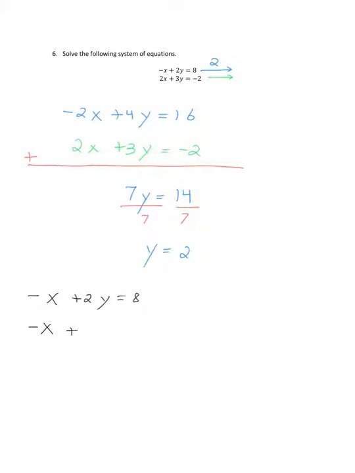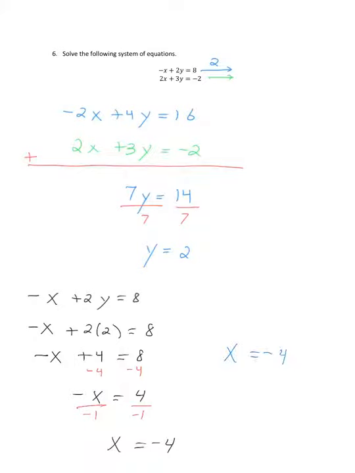Negative x plus 2 times 2 is equal to 8. So negative x plus 4 is equal to 8. If I subtract 4 from both sides, I get that negative x is equal to positive 4. But if I divide both sides by negative 1, I get that x is equal to negative 4. And this is my solution. X equals negative 4, y is equal to positive 2, and that is it.